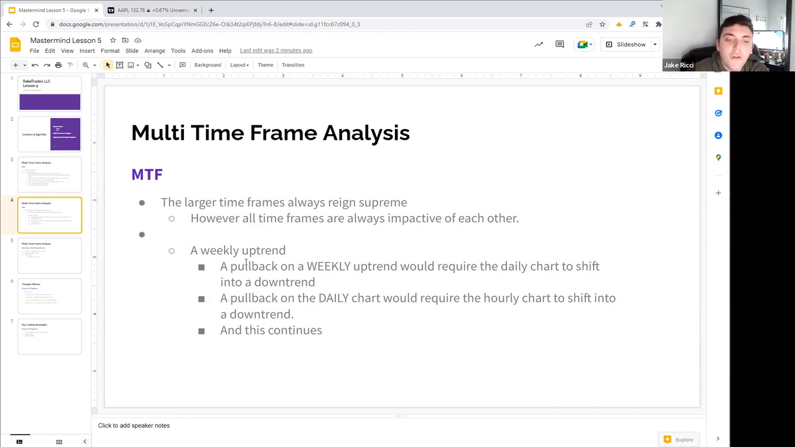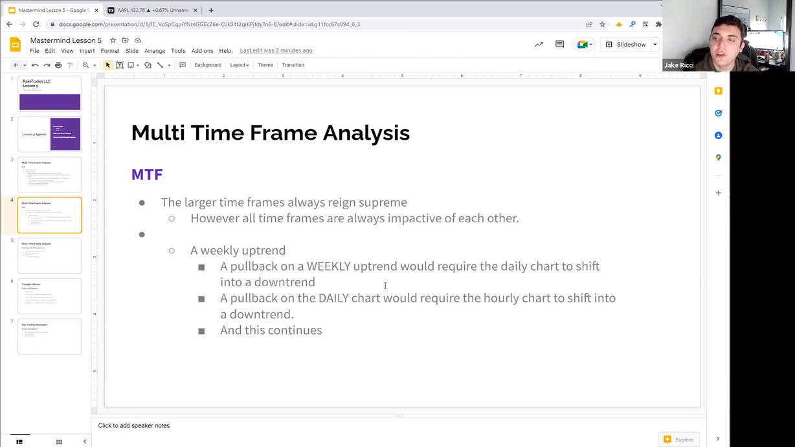So then if you drill that down into a daily chart, let's say the daily's in an uptrend, right? In order for that daily just to get a pullback, it's not flipping into a bearish trend. It's not flipping into something that is going to be immediately short. But in order for it to get to a pullback, the hourly chart would then flip into a downtrend. Right, so it's important to understand how these things tie together. This continues down and down and down, right?